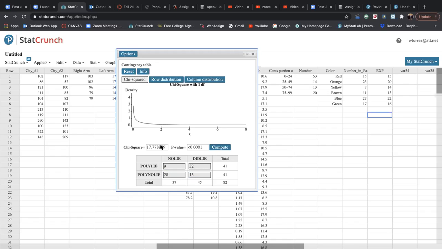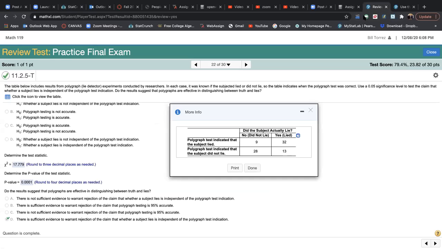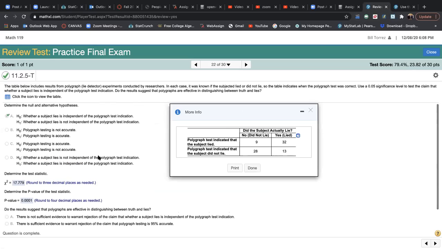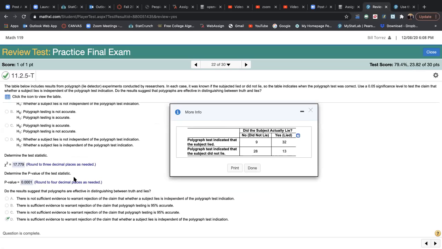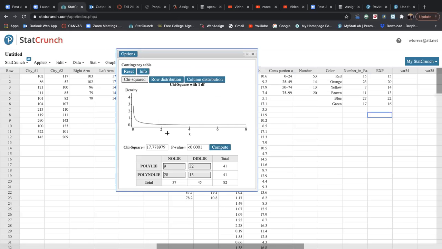And we get a test statistic of 17.7790, rounded to 4 places. Very small p-value. Okay, so now we're going to go back to our test. All right. And let's go ahead and take our value there, the test value for the chi-square test of independence. Okay, here it is.